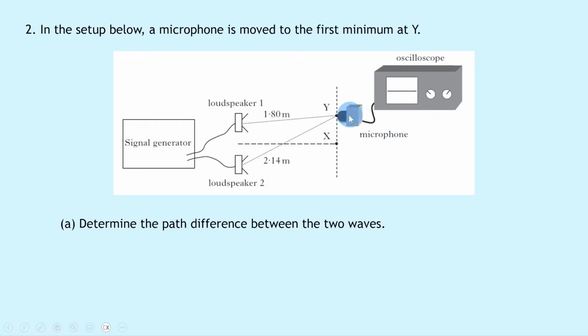And we've also got some path lengths labelled for us: 2.14 meters to get from loudspeaker 2 to point Y, and 1.8 meters to get from loudspeaker 1 to point Y. Part A says to determine the path difference between the two waves.